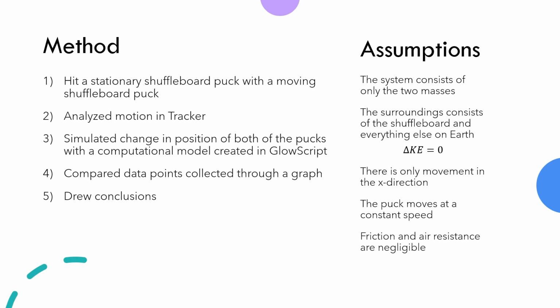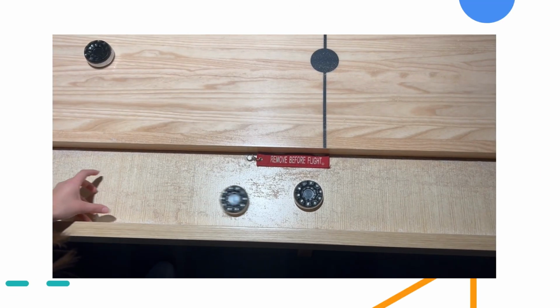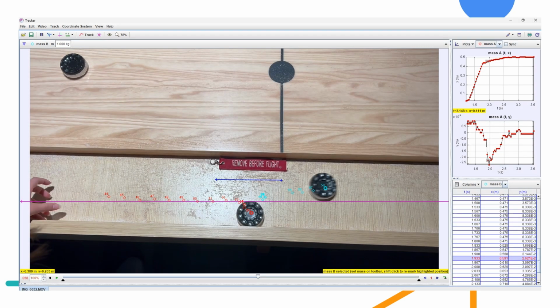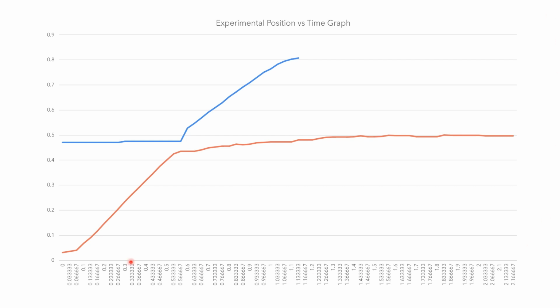So this is the video we recorded, and then we put that into Tracker to analyze the two pucks' motion, and then we got this data. This red-orange line right here is the first puck, and you can see it moves at a constant velocity before it hits the second puck at around 0.6 seconds. Then it doesn't change in position, so it loses all of its velocity. And this second puck, we see it's not changing position at all until it gets hit, and then it starts to move at a constant velocity.